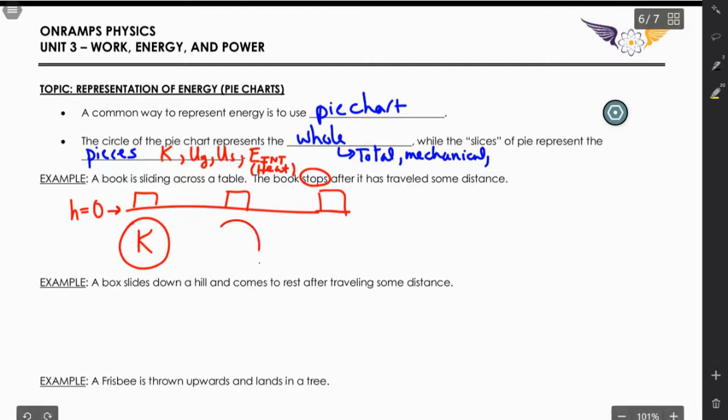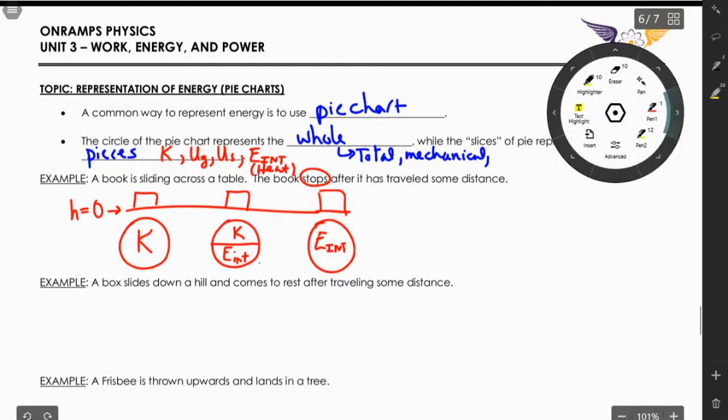Now about halfway, the good thing about energy is that it is proportional. So we're going to have about half kinetic energy, half internal energy. Then when we get to the end, it's come to a stop, which means we have no kinetic energy because V equals 0, so all that kinetic energy has been transferred to internal energy.